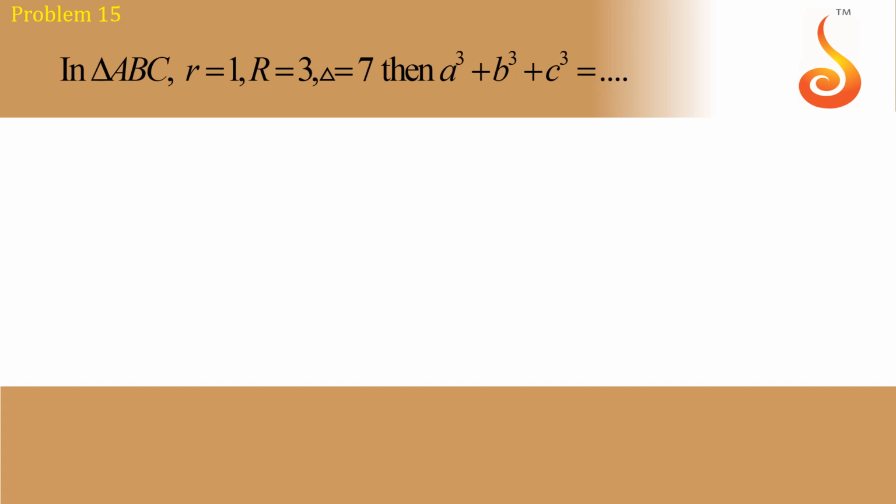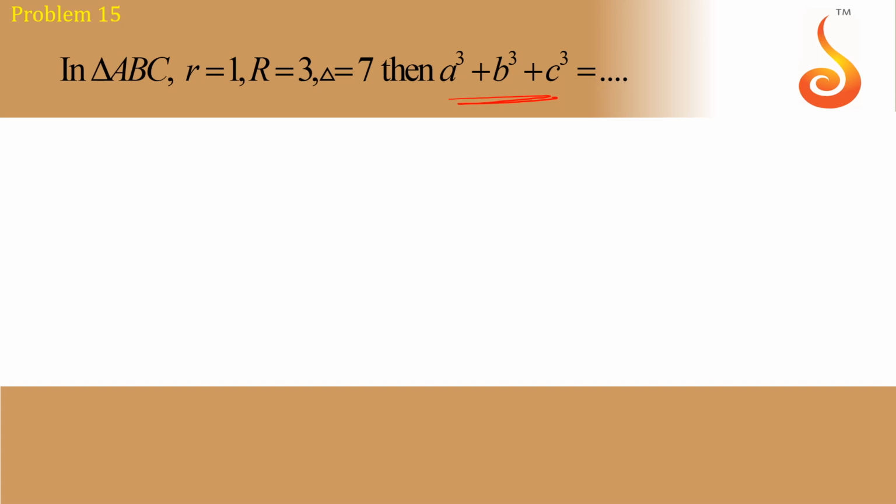Next problem. In triangle ABC, small r is given as 1, capital R is given as 3, and the area delta of the triangle is given as 7. Then we want the value of a cube plus b cube plus c cube. For this, I'll give you the technique. Listen carefully.